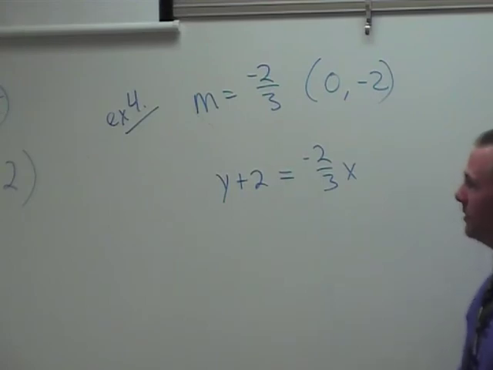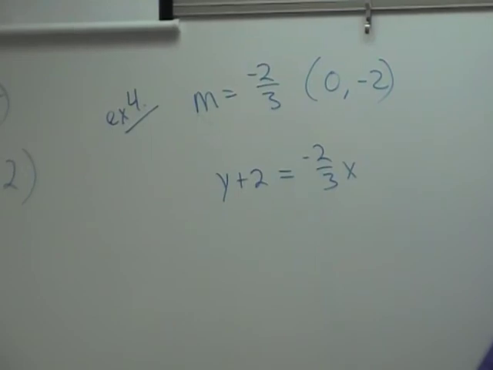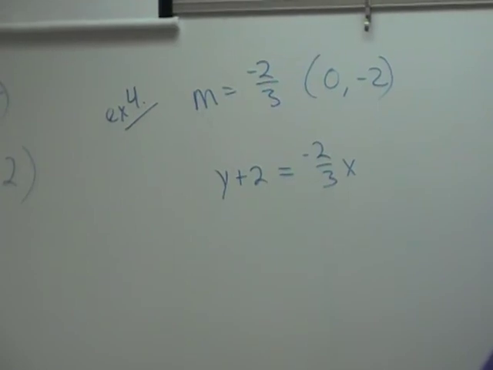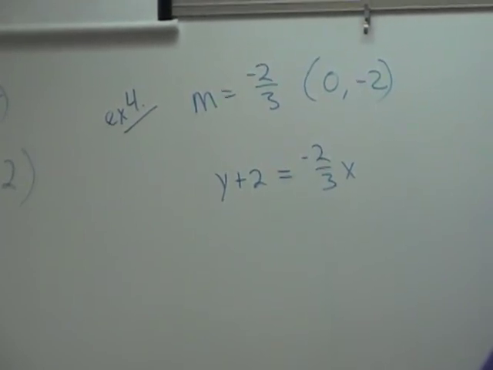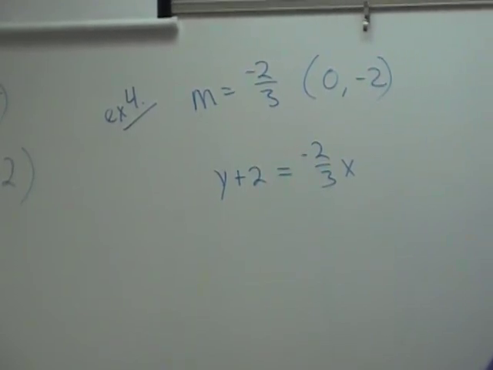Alright, now one last thing is a little over the top, but I want to ask you if you have to write it in slope-intercept form. What is slope-intercept form? What is special about slope-intercept form? What is slope-intercept form, Coogan? Y equals mx plus b.